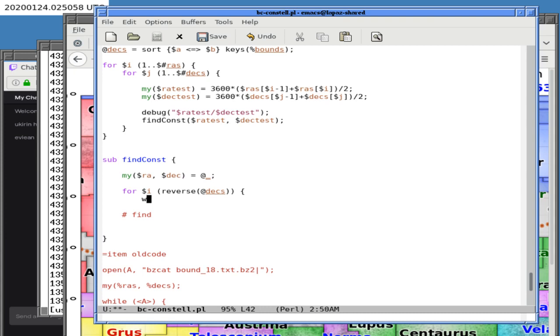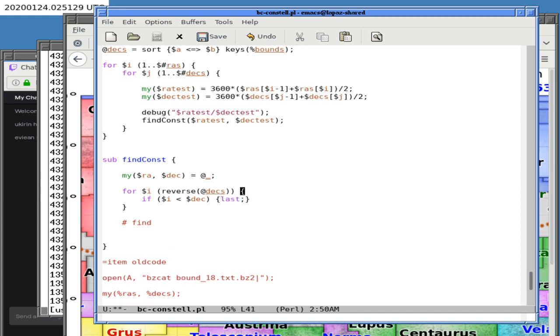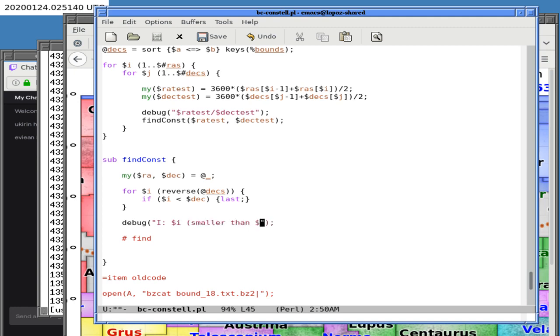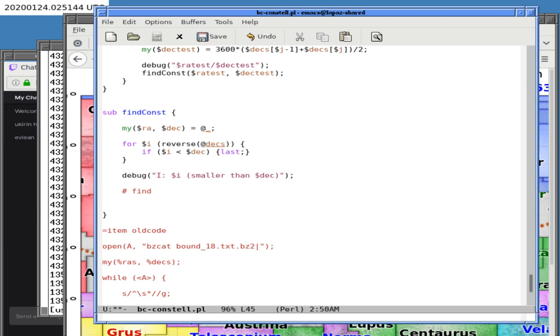Okay. Let's see. Trying to be too clever. While $A is still less than dec. So we're going from highest to lowest. And so if $I is less than dec last, we break out, otherwise we just keep going. And I think we can keep I around this long. And actually, I think maybe that's not actually, no, we need to do more than that, but let's go ahead and do this, and then we need to do a little bit more than that.